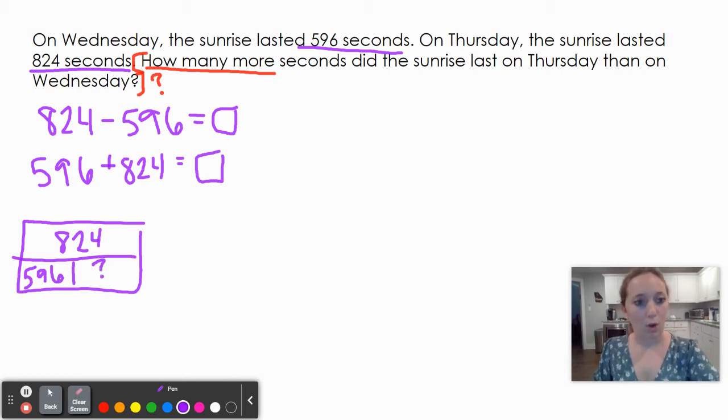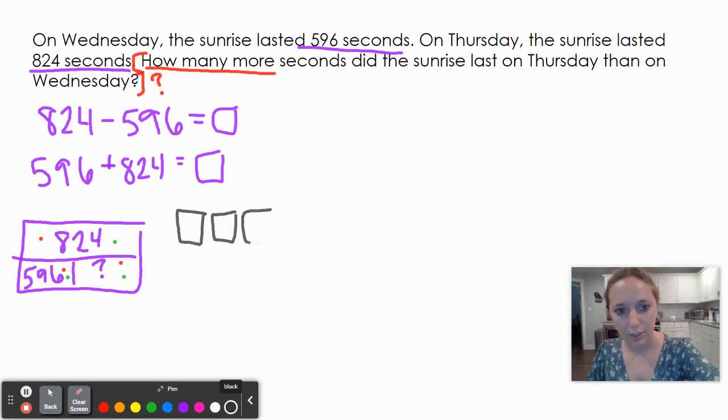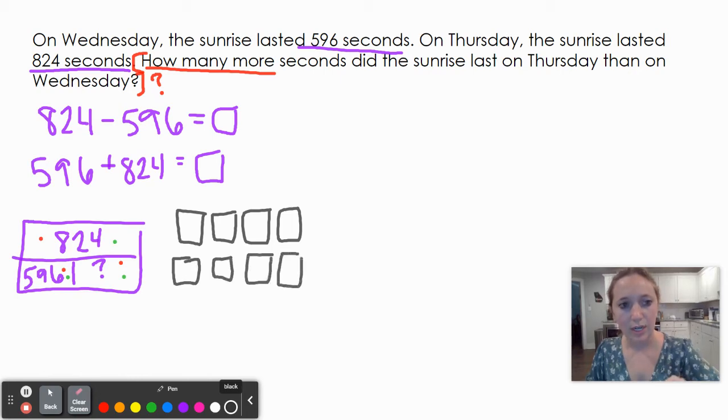Okay, so we could do whole minus part equals part, which is what the first problem is. Or we could do part plus part equals whole, which is what the second problem is. I'm going to use the first equation to do base 10 block drawing. So I'm going to draw 824: 100, 200, 300, 400, 500, 600, 700, 800. I need to draw two 10s, 10, 20, and four ones.